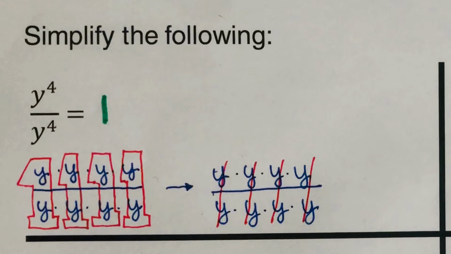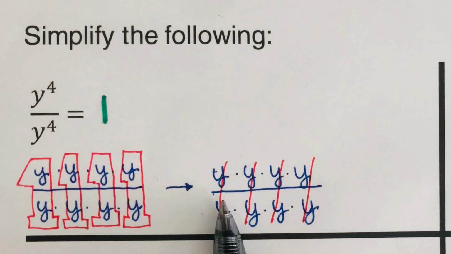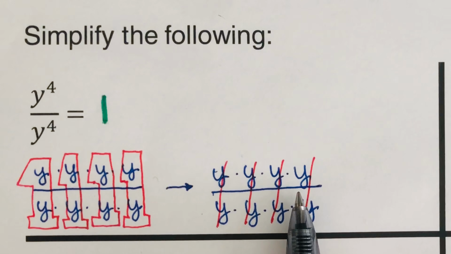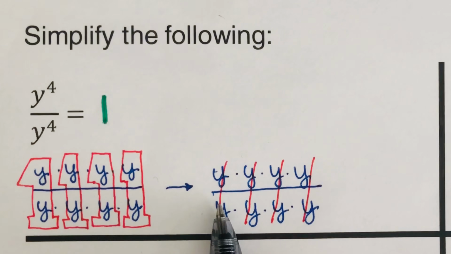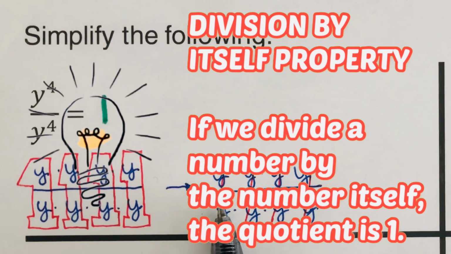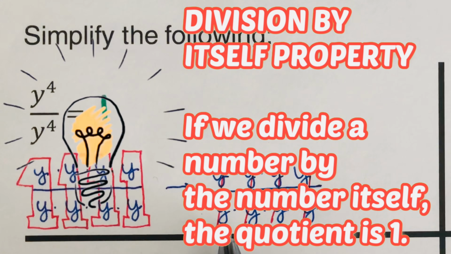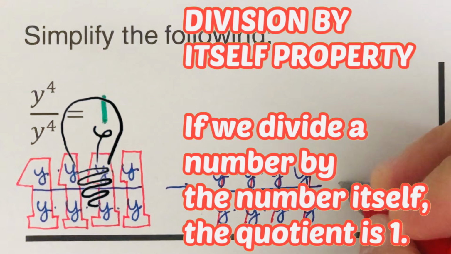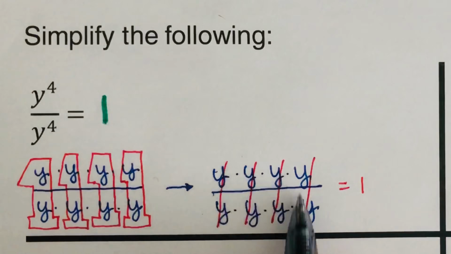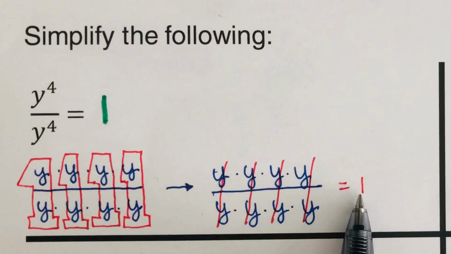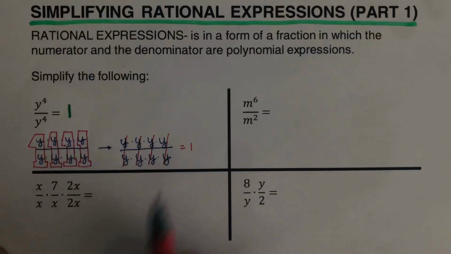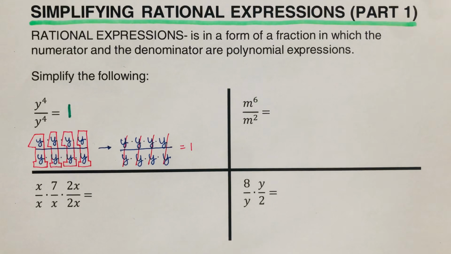Now, please be careful on this because others are going to think that the answer to this is 0. They're going to say, oh, nothing is left over, so that means the answer here is 0. Please remember, we cancel them out because we were using the division by itself property, which states that if we divide a number by itself, the quotient is 1. So this is equal to 1. If nothing is left in there, that is equal to 1 and not 0. Okay, so let's move on to the next one right here.